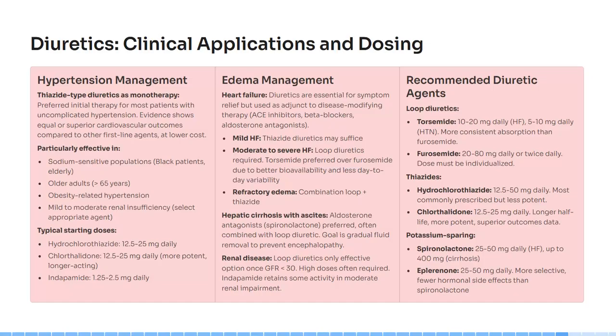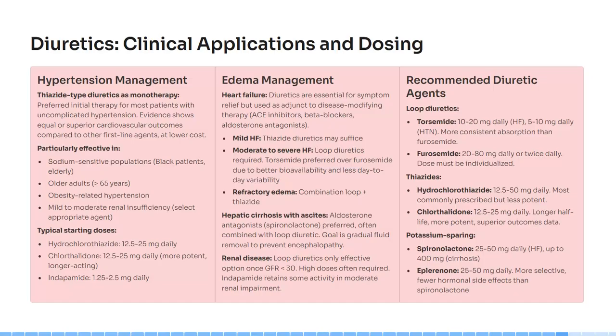If it's for edema, like patients with heart failure, diuretics are essential for symptom relief, but they're used as an adjunct to disease-modifying therapy. ACE inhibitors, beta blockers, aldosterone, then you'll see these diuretics used. For mild heart failure, thiazides may suffice. If they have moderate to severe heart failure, you may see loops used instead. If they have a refractory edema, you may see a combination of a loop and a thiazide.